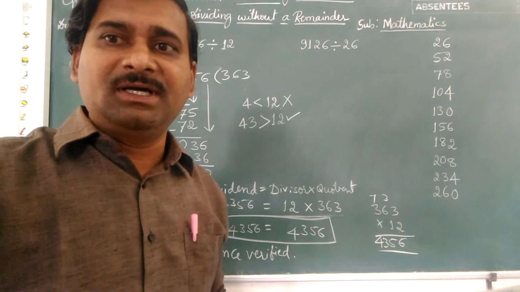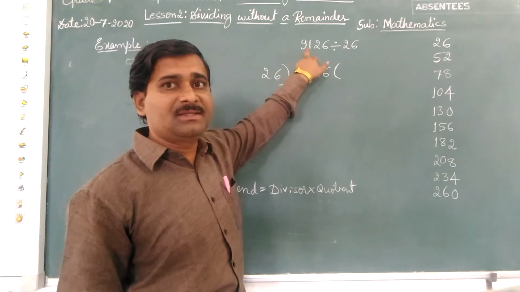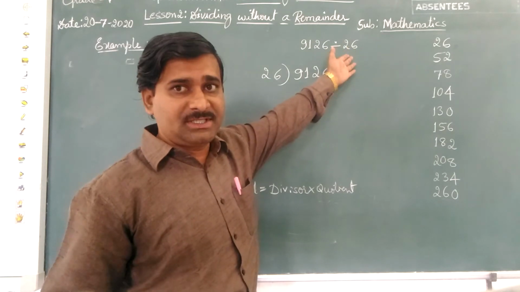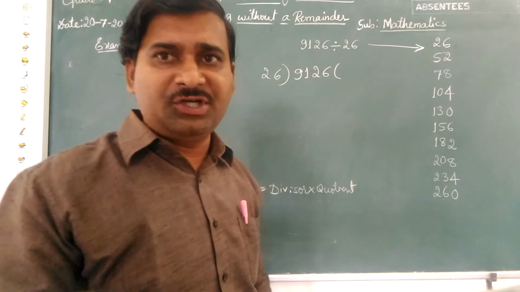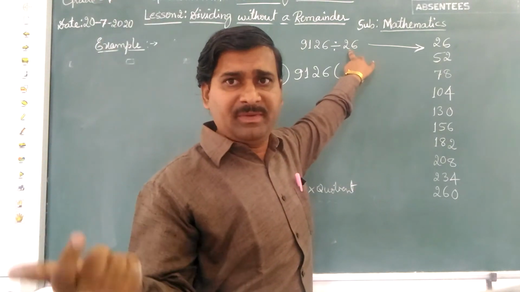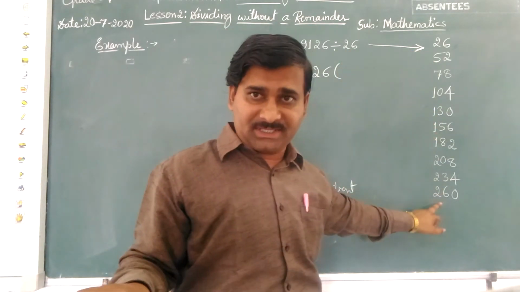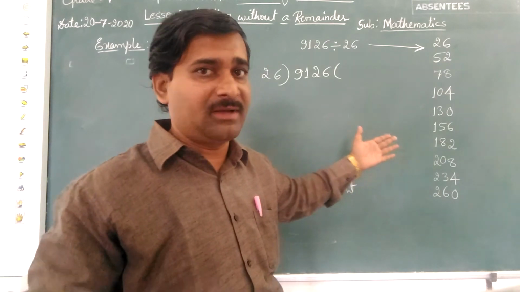So let us go with one more example. Children, let us continue with this example. 9126 divided by 26. To do this division by 26, we should prepare the 26 table. Any division you do, numbers may be big. In your lesson, numbers are big to divide. So prepare the table first, then start dividing. I have already prepared the table. Like this, you prepare a table.